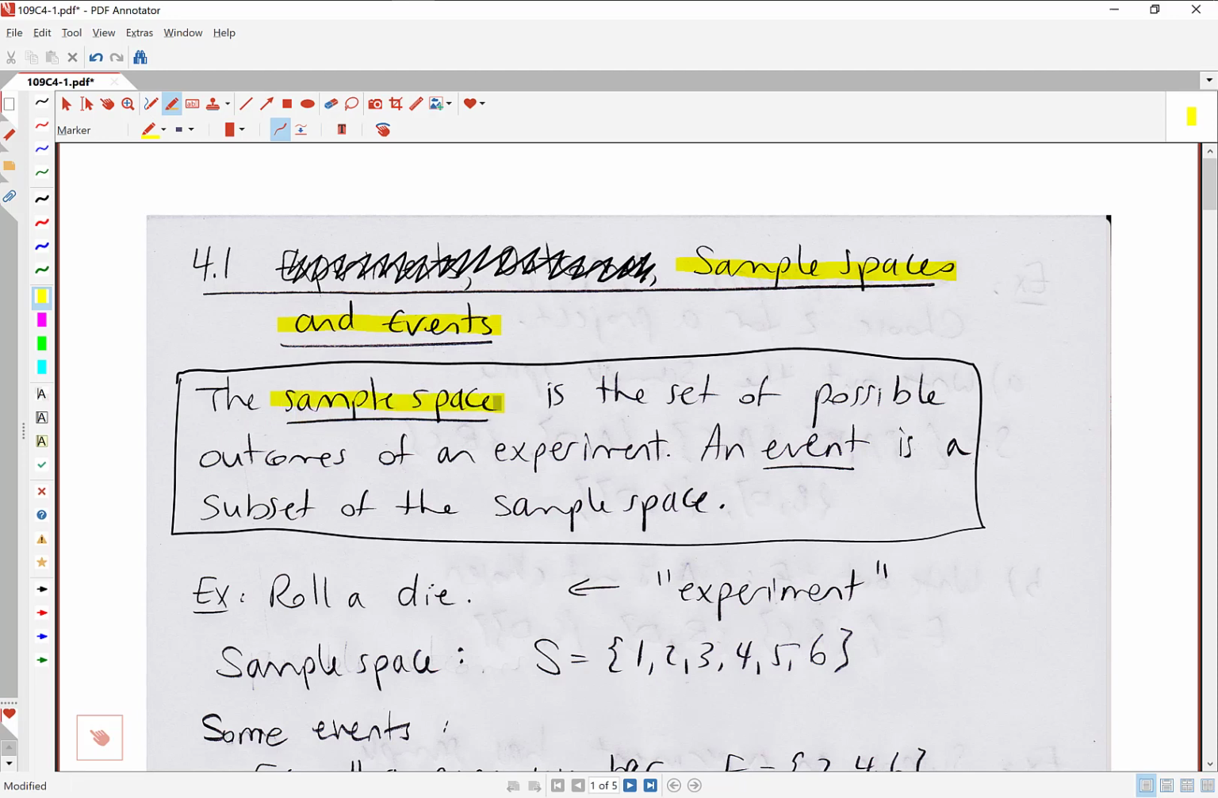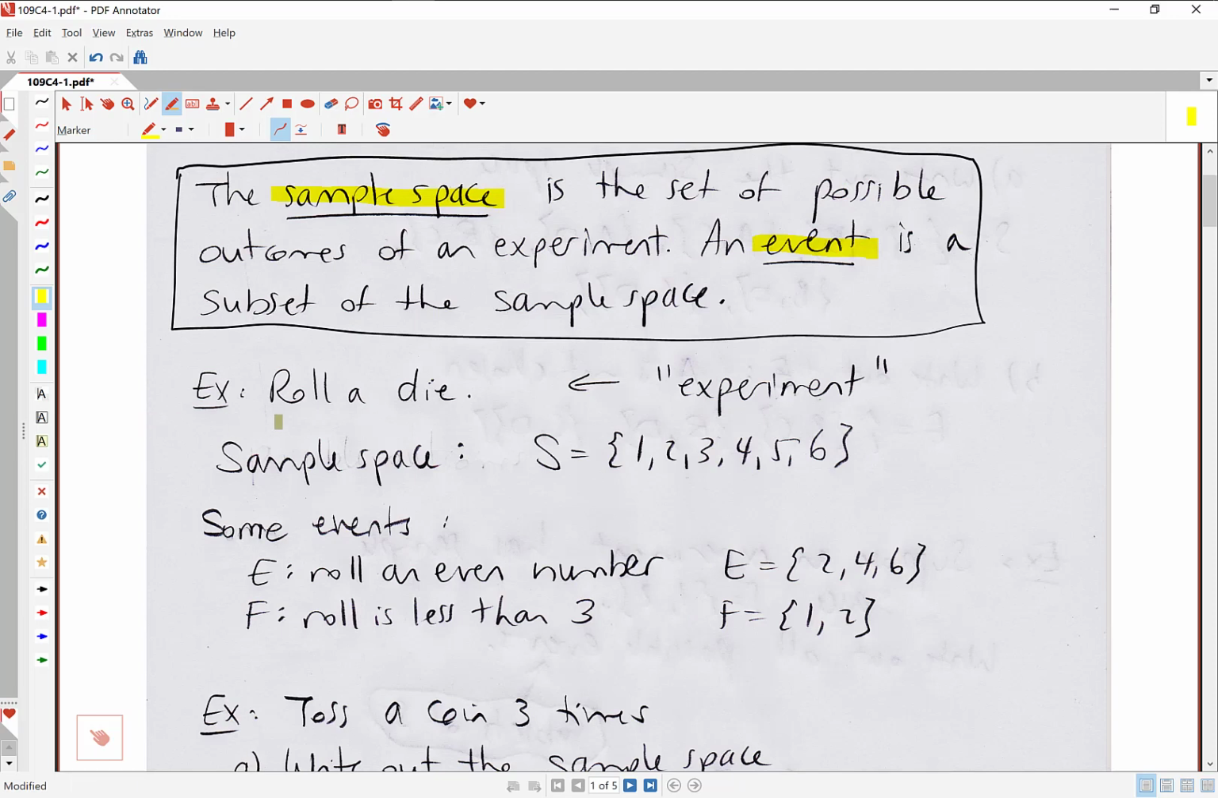The sample space is the set of possible outcomes of an experiment. So you do an experiment like flipping a coin or rolling a die. The sample space is just the set containing all the different things that can happen. An event is a subset of the sample space. So it may contain one outcome, but it may well contain multiple outcomes.